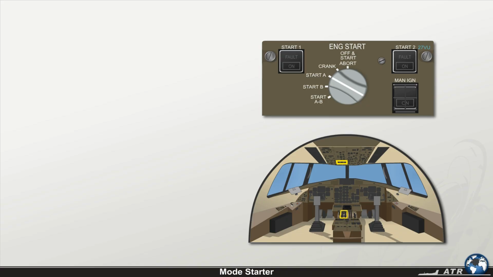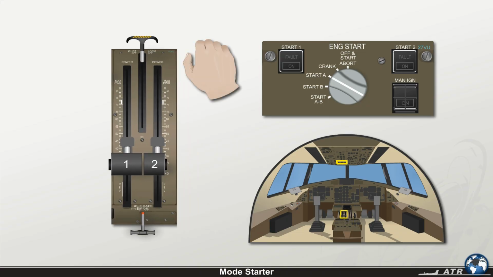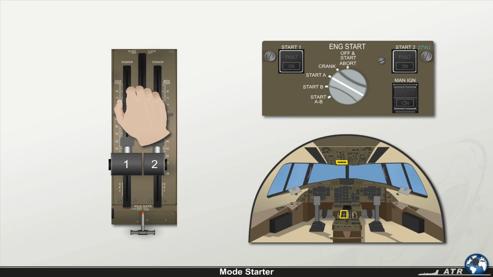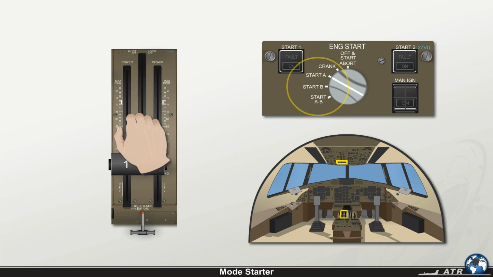Note, experience has demonstrated that if the gust lock is not properly engaged, and as soon as one of the start positions is selected on the engine start rotary selector, the starter generator 2 fault light is illuminated on the engine start panel. Despite the fault light, the crew is still able to start engine number 2.